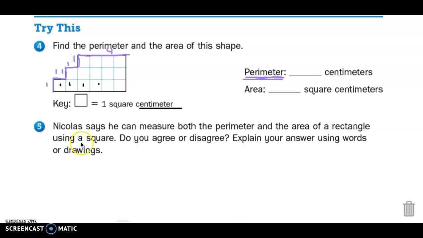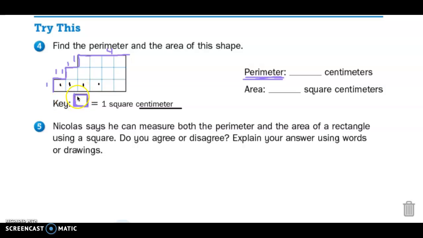Awesome. Our last one says, Nicholas says he can measure both the perimeter and the area of a rectangle using a square. Do you agree or disagree? Explain your answer using words or drawings. So imagine this square right here is Nicholas's square. Imagine it's a cutout square. And he knows that this is 1 square centimeter, a centimeter by a centimeter. He's saying he can use this 1 square to figure out the entire area of this shape and the perimeter by knowing that this is 1 centimeter and this is 1 centimeter.